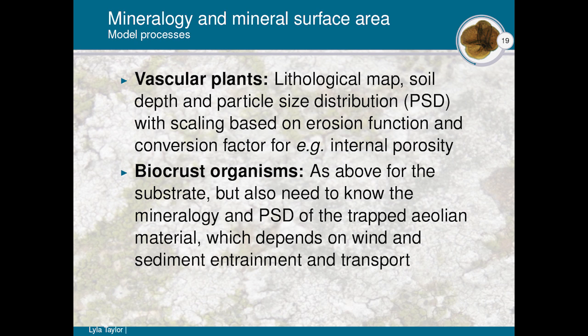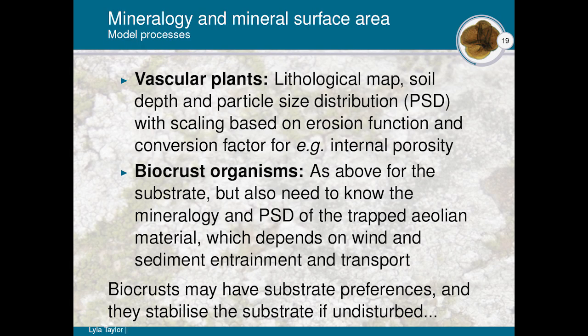But with a biocrust organism, I can still perhaps do that, although there are clear issues with having a lithological map of the Ordovician. But I could still have a particle size distribution if the vegetation model that I got it from already had it, but then you have to generate that, don't you? And then I also need to know the mineralogy and the particle size distribution of the trapped aeolian material. And then I'm also going to have to have something I've never needed before, and that's the wind, because the wind is going to be crucial for that. And then you need a geomorphological model to model the sediment entrainment and transport, and the protection of the surfaces by the biocrusts.